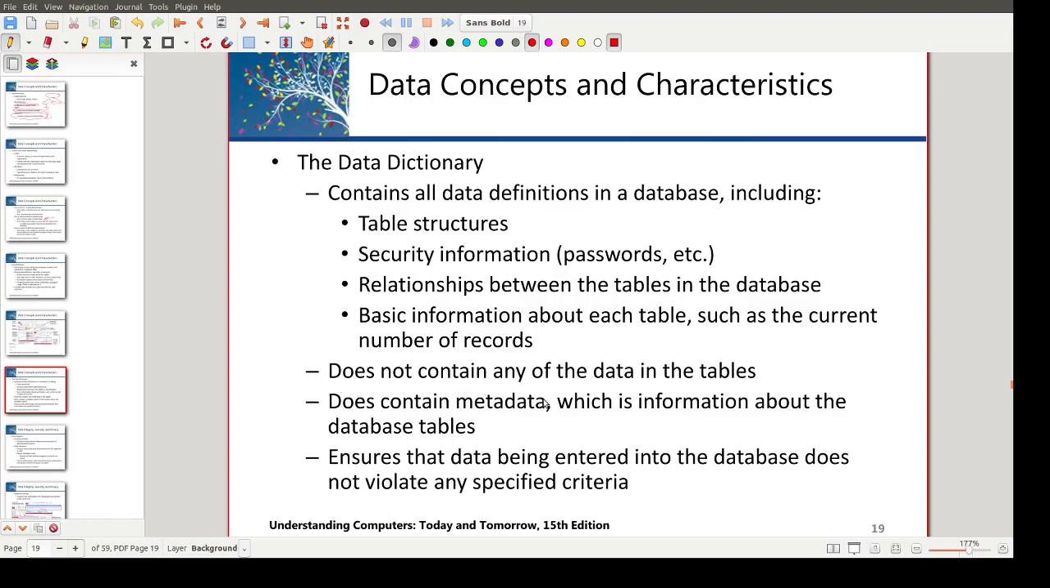It doesn't contain any of the data, it doesn't contain the values of the data. The values of the data are maintained and stored in the tables themselves. The data dictionary just holds metadata, which is information about the database tables, but not the database tables themselves. It ensures that the data being entered into the database does not violate any specified criteria. So the data dictionary is made to be reviewed easily and to do the validation tests easily as well.